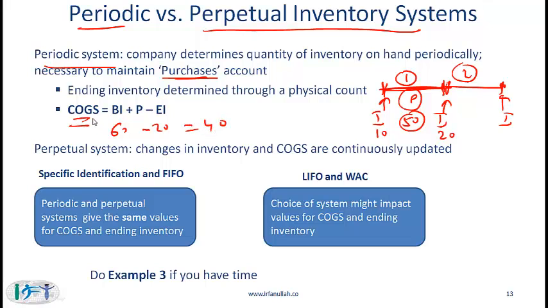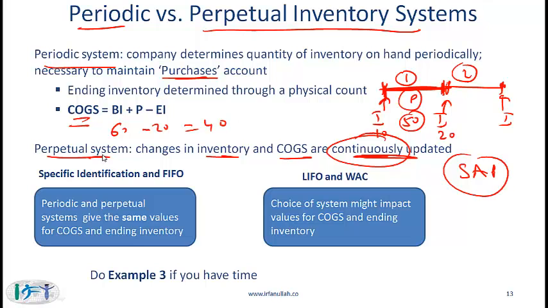So notice that you compute COGS using the inventory values as well as the purchases over the period. With a perpetual system, changes in inventory and COGS are continuously updated, and that is the critical difference between a perpetual system and a periodic system. Typically, companies that use computer systems such as SAP would have a perpetual system.